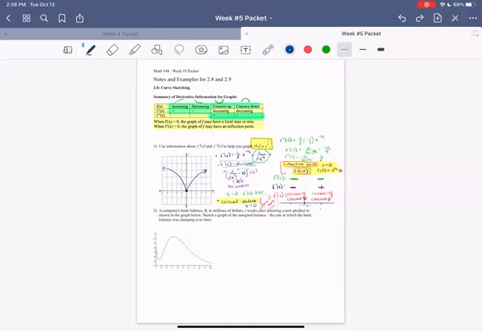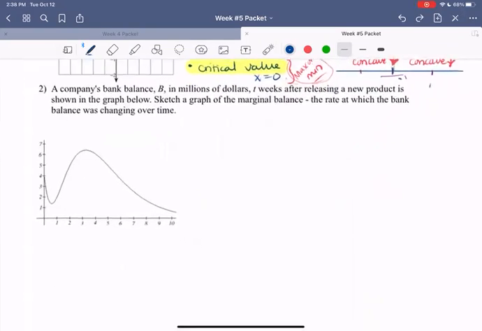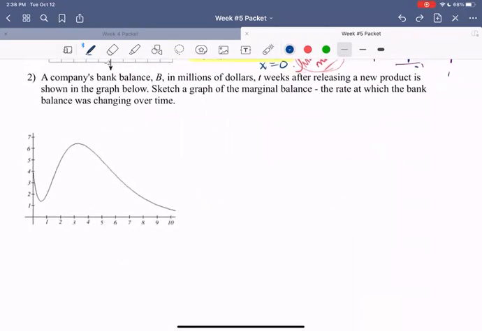In this video, we're going to continue our work on section 2.8, curve sketching, by looking at example 2. In example 2, we are given a function B that is the company's bank balance. This is a function B of t, where t is the number of weeks after the company has released a new product. The function is given in the graph on our notes.